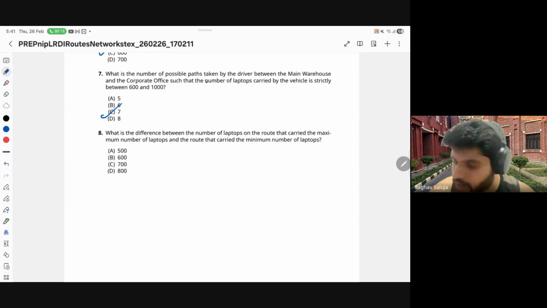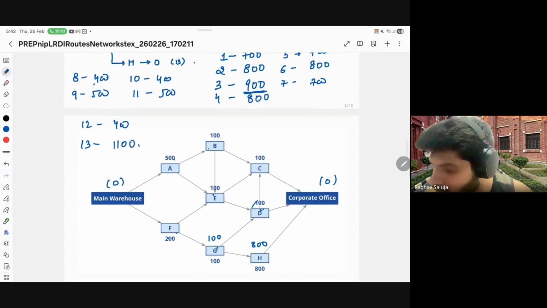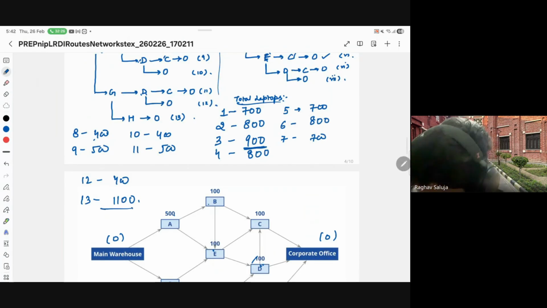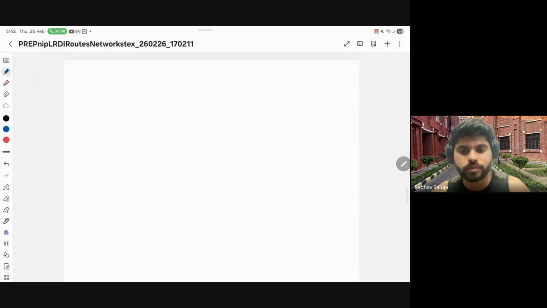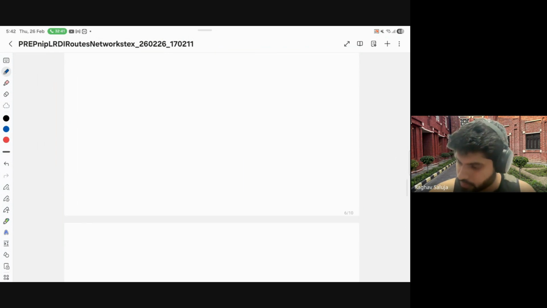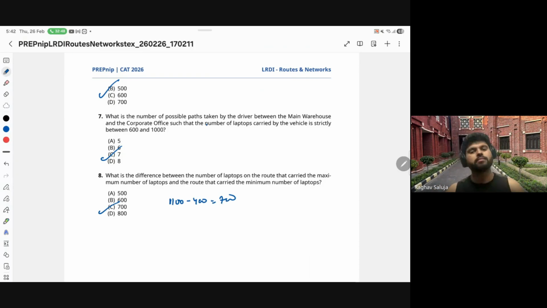What is the difference between the number of laptops on the route that carried the maximum number of laptops and the route that carried the minimum number of laptops? Now what is the maximum number of laptops? 1100. What is the minimum number of laptops? 400. 3 का 400. तो आंसर क्या हो गया? 1100 minus 400. Simple 700. 700. Solved.